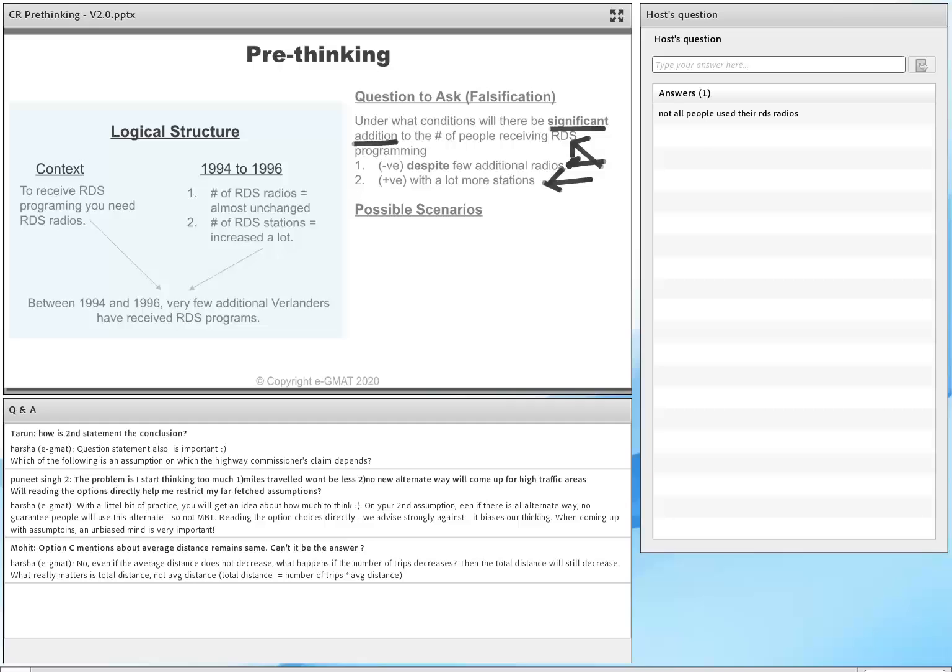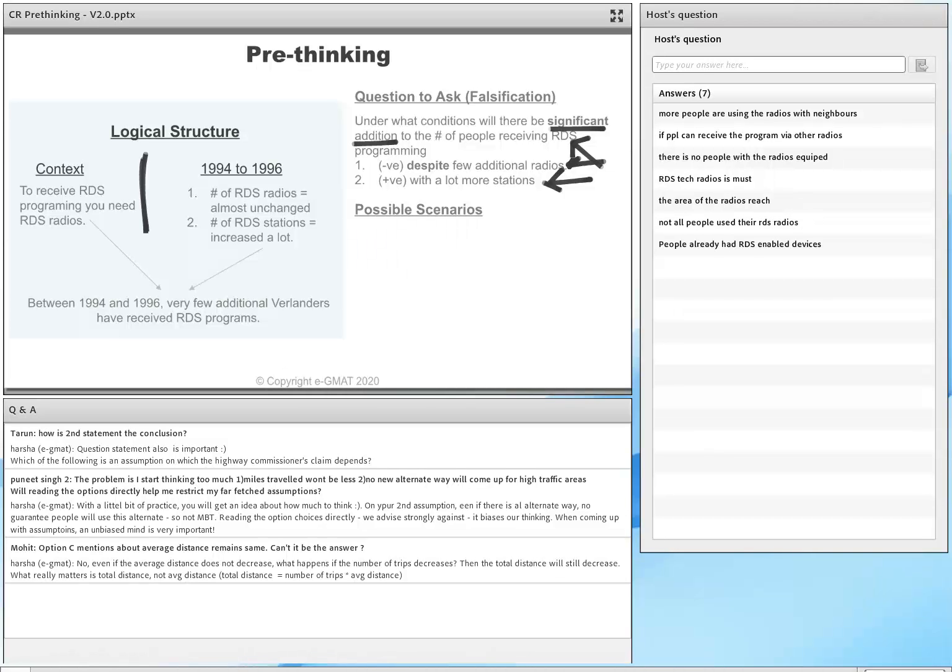In what possible scenarios? Okay, if the area of receiving signal is high, as the stations are high, so as you put in more stations, you actually increase the coverage, if people can receive programs via the radios. Now, if that were to happen, it would break the conclusion, but that would go against the fact over here, which is the context that's set for you. So that's not a plausible answer. Even if this were possible, that's not how CR arguments are constructed. You can't go against the facts.